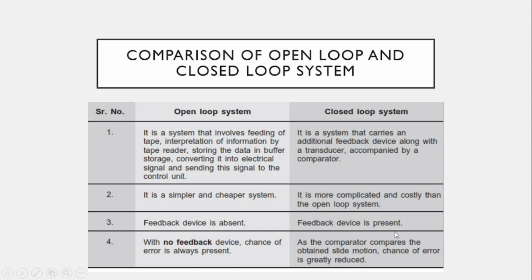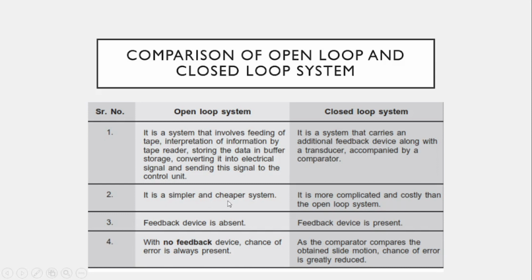So here is the open loop and closed loop comparison. In open loop system, the feeding of tape, interpretation of information by tape reader, storing the data in buffer storage, converting it into an electrical signal and sending this signal to the control unit. In closed loop system, an additional feedback device along with the transducer is accompanied by a comparator.